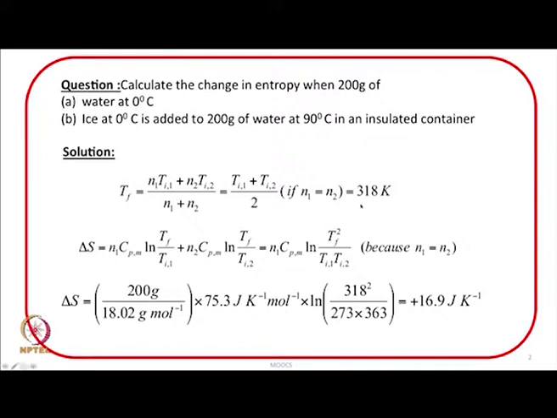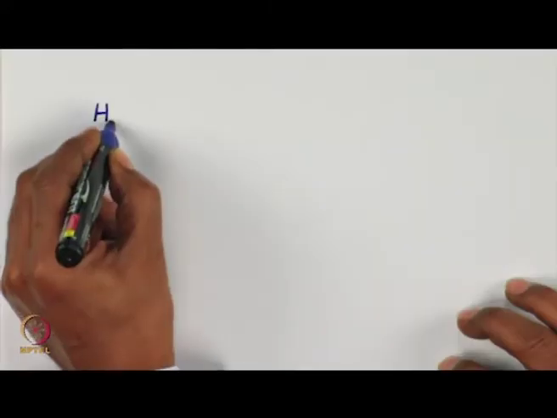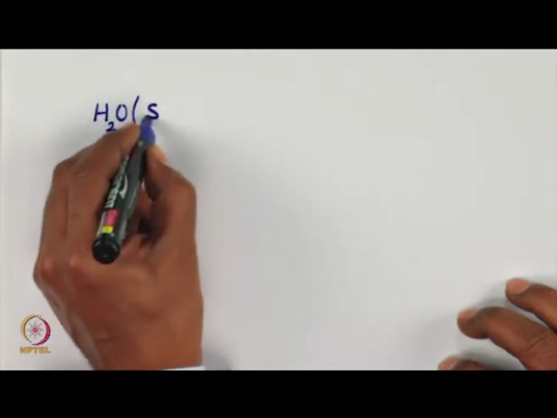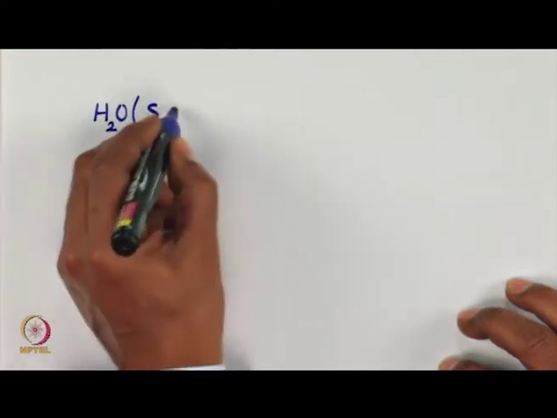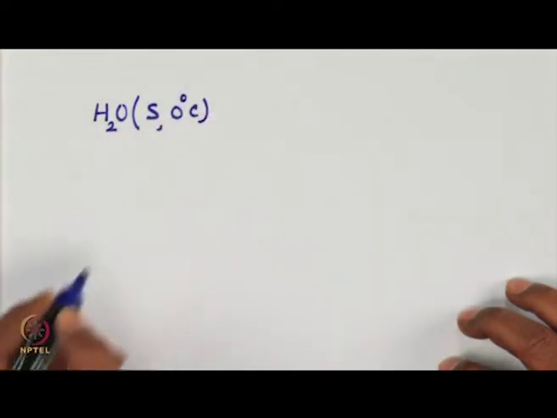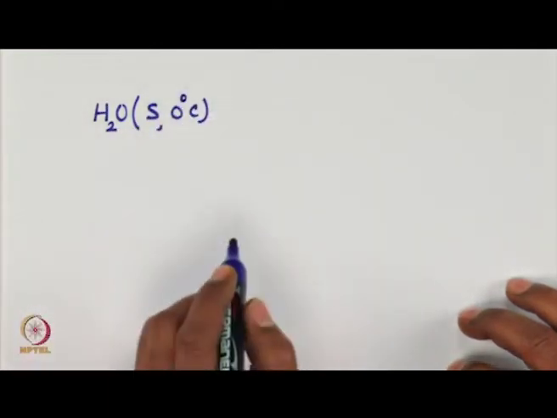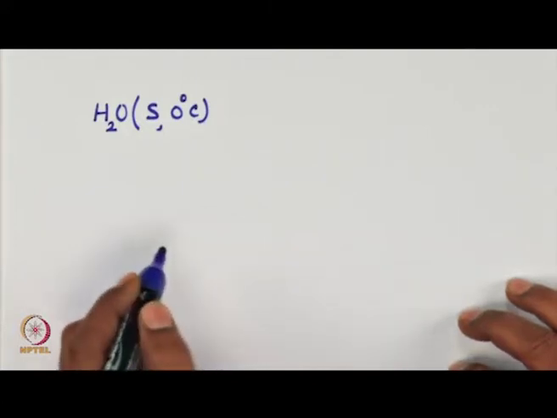Now, we take a look at the second part. Now, you are adding 200 gram of ice to 200 gram of water. So, what is happening? We are taking 200 gram of ice, solid form, which is at 0 degree centigrade, and this is being added to water, same amount, 200 gram, which is at 90 degree centigrade.